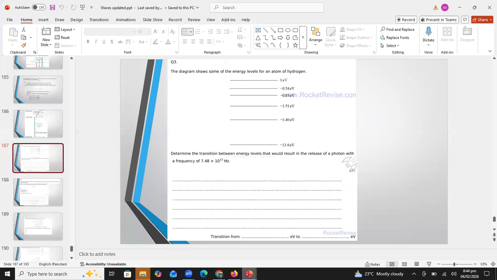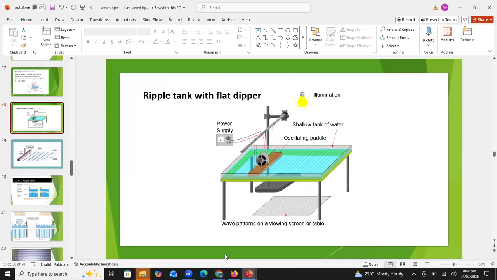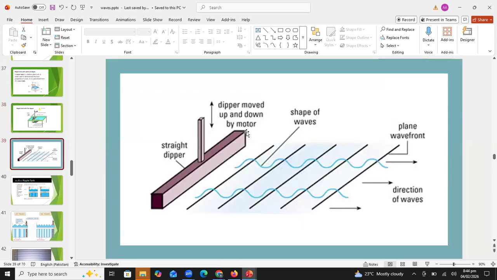Acha, what is the purpose of using a ripple tank? A ripple tank is basically used to study the different characteristics of waves. We can study different phenomena like reflection, refraction, and diffraction of water waves with the help of the ripple tank. All right, now you can see, students, this is the flat dipper.